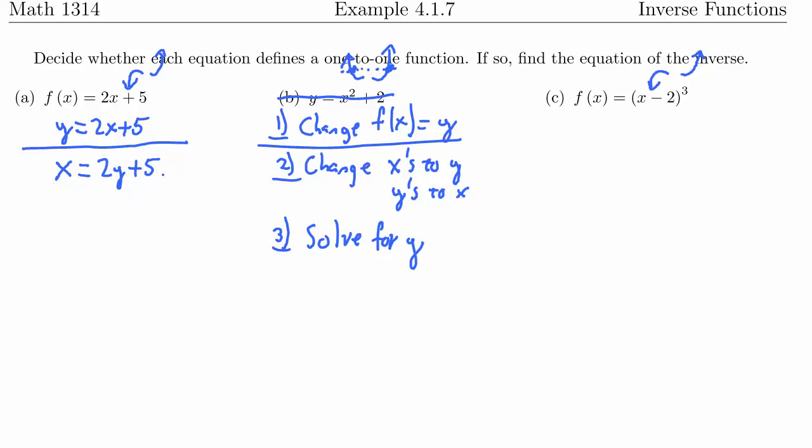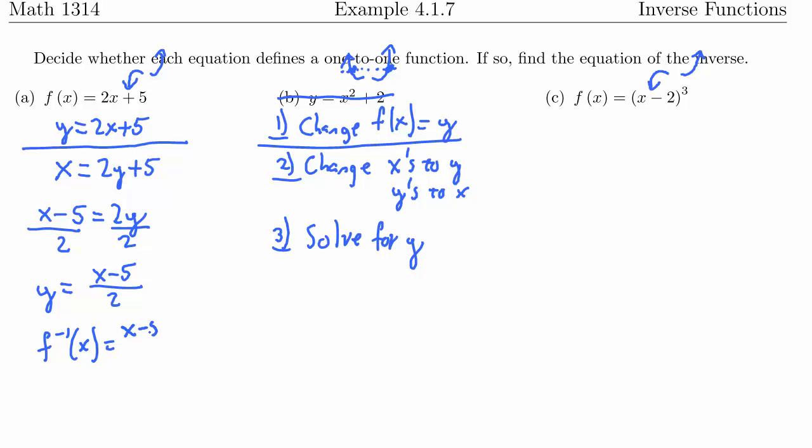So this is the equation I'm going to solve for y with. The first thing I'm going to do is subtract 5 from both sides. That gives me x minus 5 is equal to 2y. At this point, divide both sides by 2. I'm actually going to leave it as x minus 5 all over 2. That gives me the inverse function, f inverse of x is equal to x minus 5 all over 2.